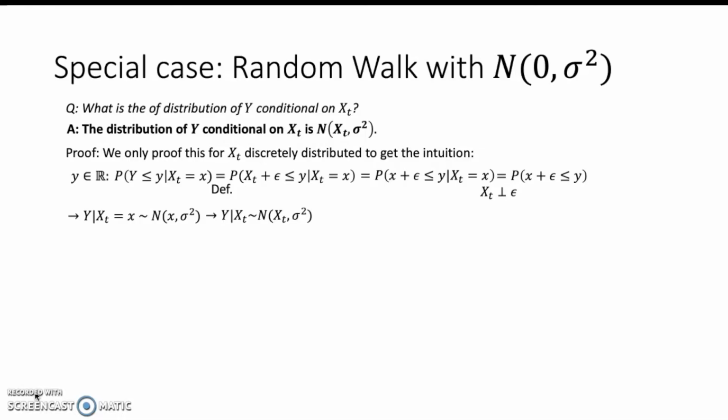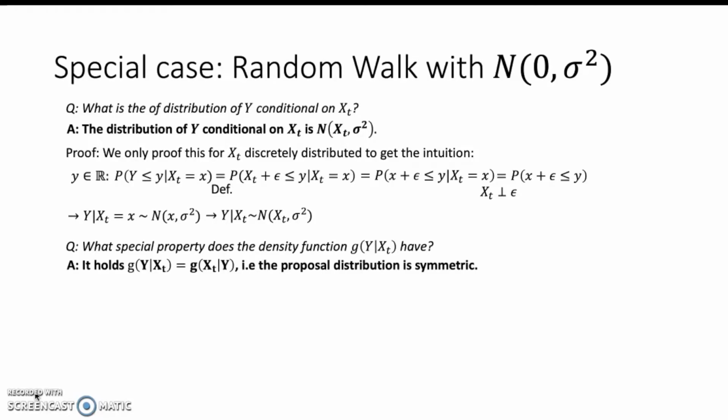So this is the first question which we wanted to answer. Then the second one: what special property does the density function g(y|xt) have? And there we can actually say that the proposal distribution is symmetric, that we basically can flip y and xt. The proof is relatively easy.